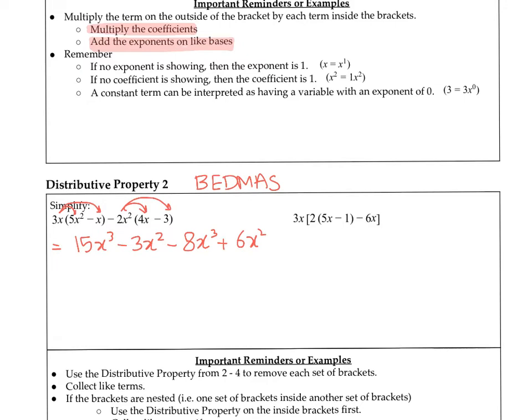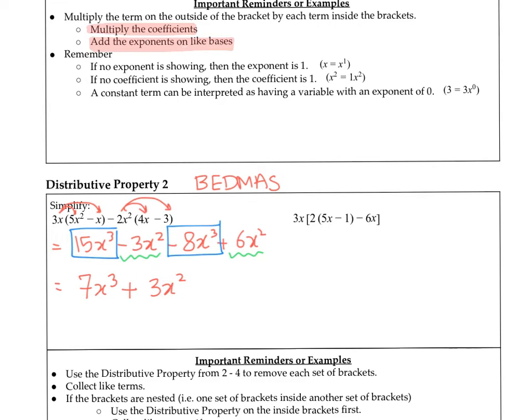Now we're going to look for like terms. So what are your like terms here? Like terms are 15x cubed and negative 8x cubed, and negative 3x squared and positive 6x squared. Remember, keep the sign with the term in front of it. So this becomes 15 minus 8 would be 7x cubed, and for the x squared, negative 3 plus 6 would be plus 3x squared. Now we can't go any further, so this completes our question because they were unlike terms.